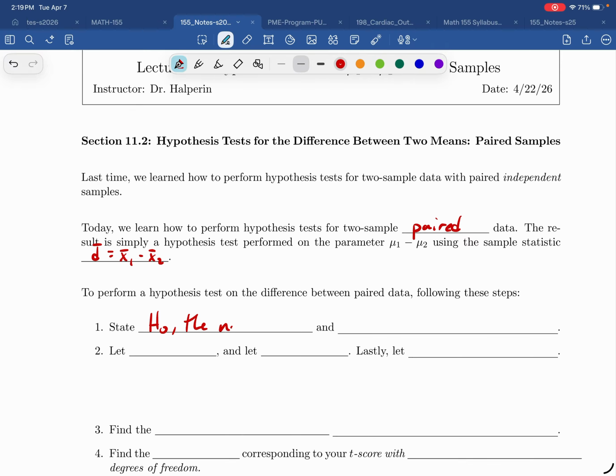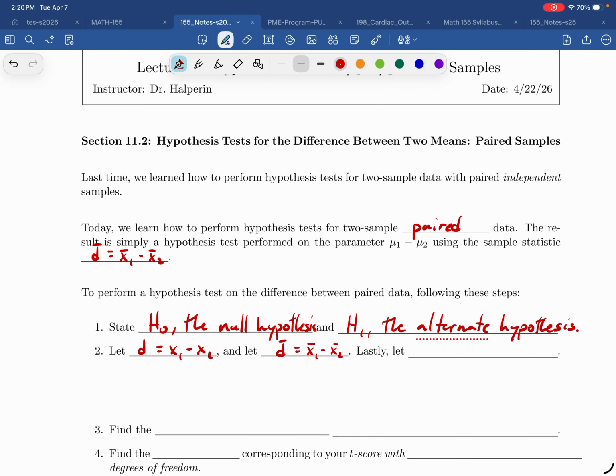We state the null hypothesis, and then H1, the alternate hypothesis, and that's the same as it always is, right? Mu1 minus mu2 equals 0, or it doesn't, or it's less than, or it's greater than 0. So we're going to let D equal x1 minus x2. We're going to let D bar equal x1 bar minus x2 bar. And then we're going to let the standard error equal the standard deviation of the difference divided by root n. Okay?